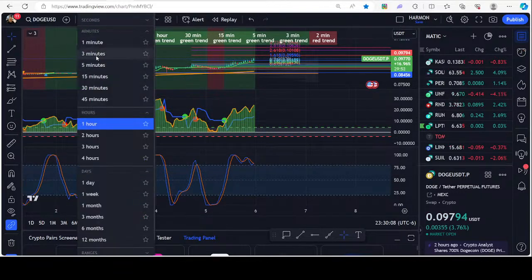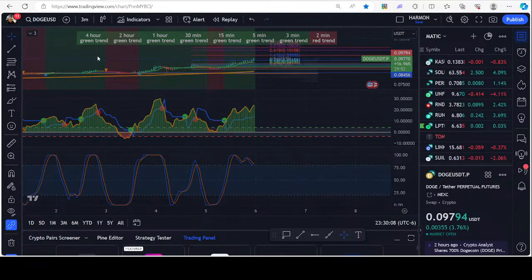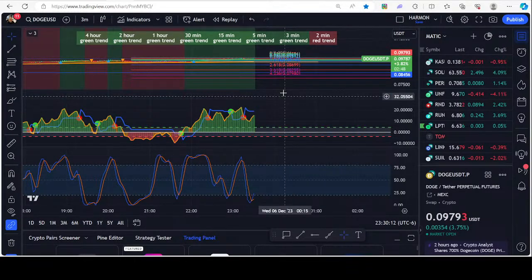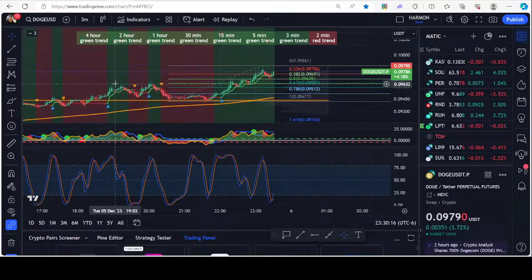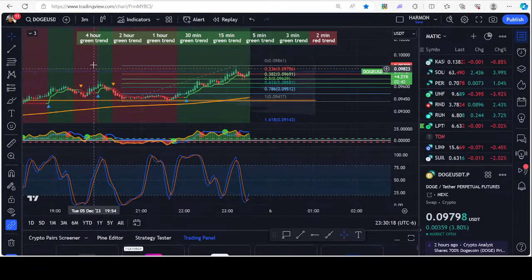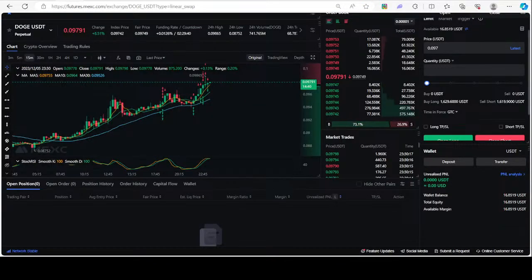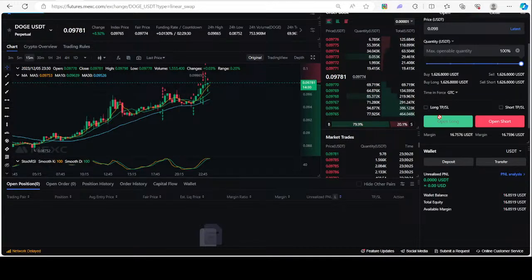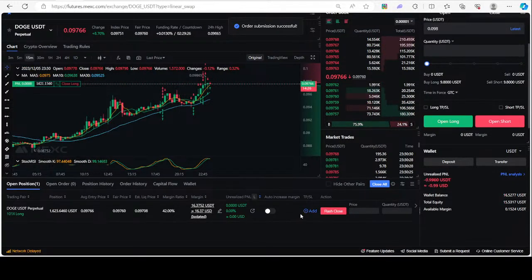But if you're starting on the lower time frames, the only way that this would be a short is if the 3 minute had negative value. Does the 3 minute have negative value? When's the last time the 3 minute had negative value? Yeah, it's been a while, right?